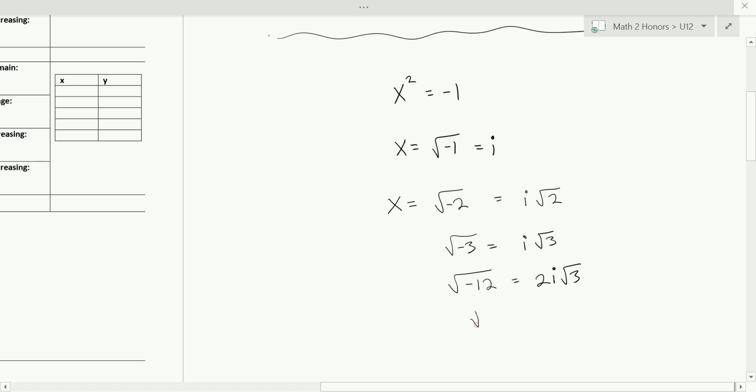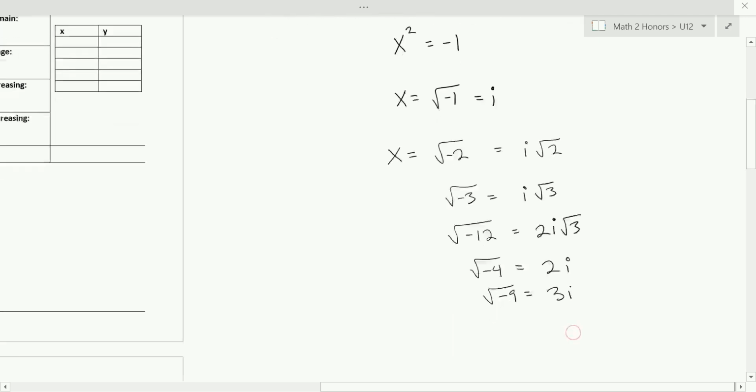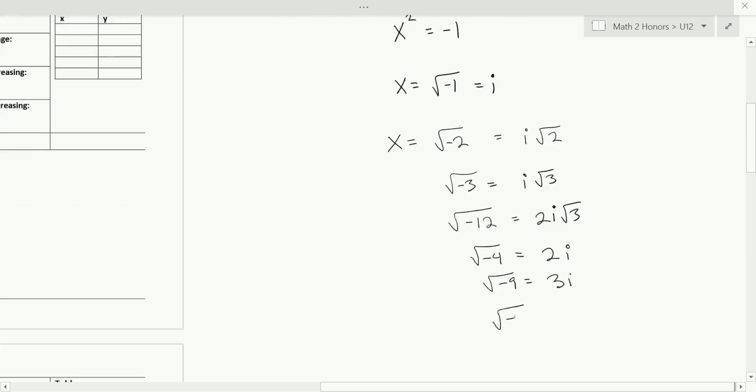What if I had the square root of negative 4? 2i. What if I had the square root of negative 9? 3i. What if I had the square root of negative 16?